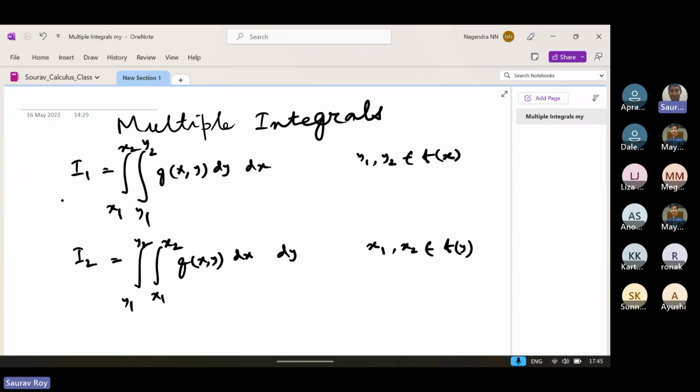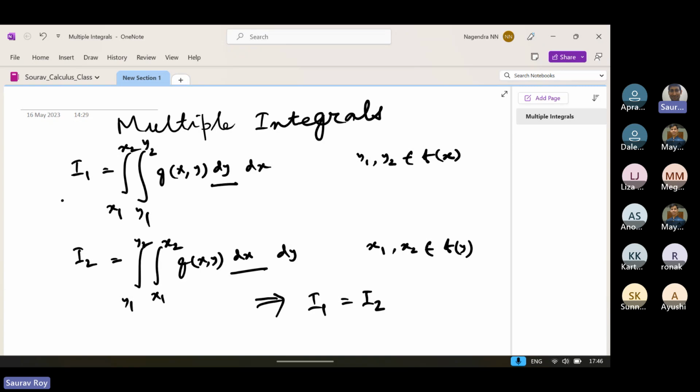So as you can see, these are two integrals, I1 and I2. Basically, you can take the dy part first or take the dx part first, and in that case the variables or limits of integration will be different. But ultimately it comes down to the same: I1 equals I2. I think you know this already. But you have to be careful about the dy and dx part.